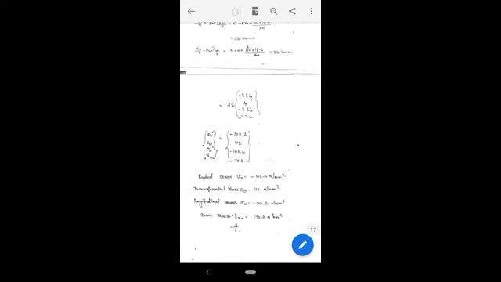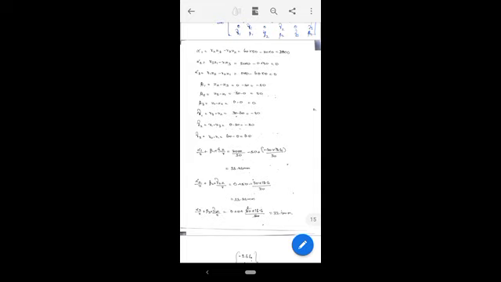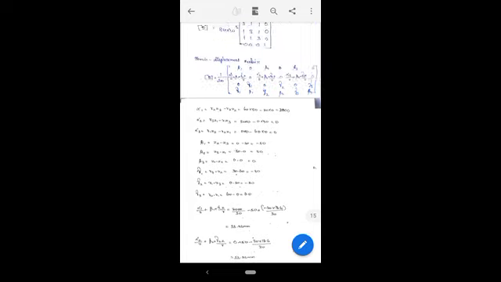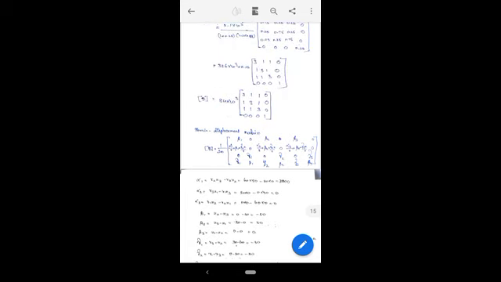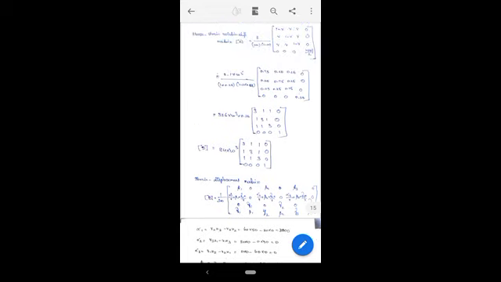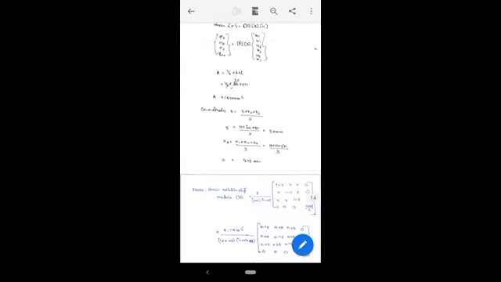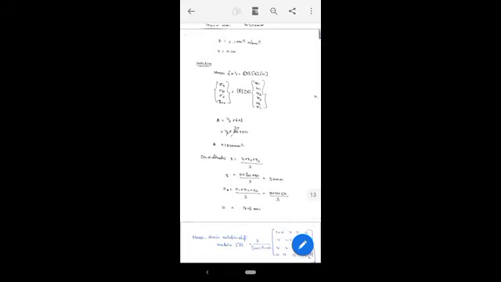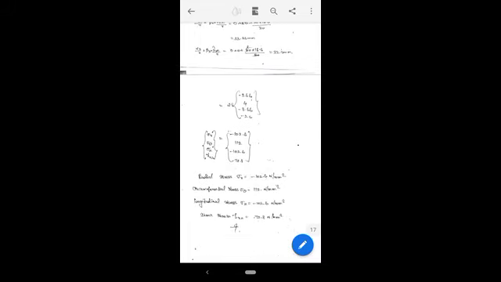Oh, here we missed one side of the paper. I will upload the paper in Google Classroom. In the next paper we find the B matrix as well as the D matrix. Substitute the values in the above formula. We get the stress values.